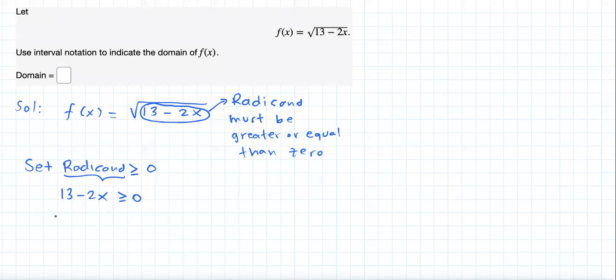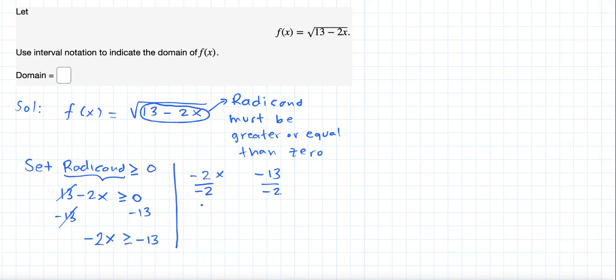Now let's solve for x. Let's subtract 13 from both sides of this inequality. This will give me negative 2x greater or equal than negative 13. Next, in order to isolate x, I'm going to divide both sides of this inequality by negative 2. But now that comes with a price. Remember, when you are dealing with inequalities, if you divide both sides by a negative number, you have to flip the inequality symbol. So we're going to end up here with less than or equal.